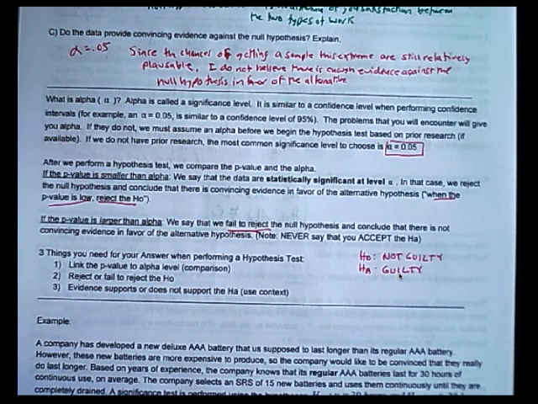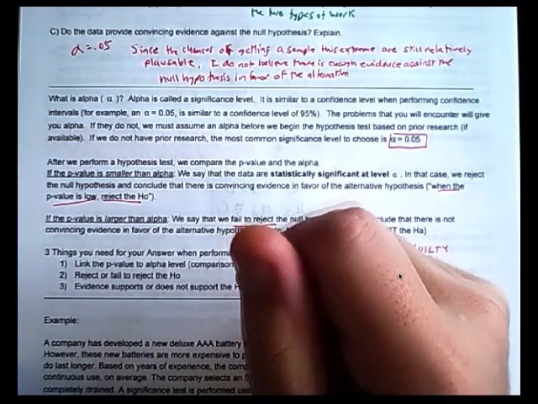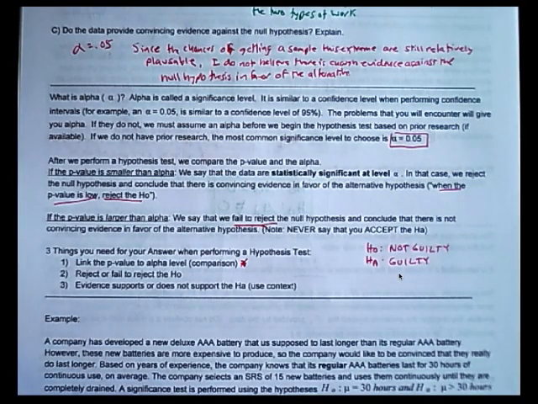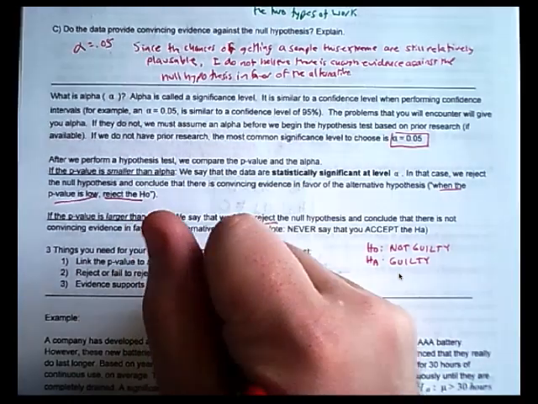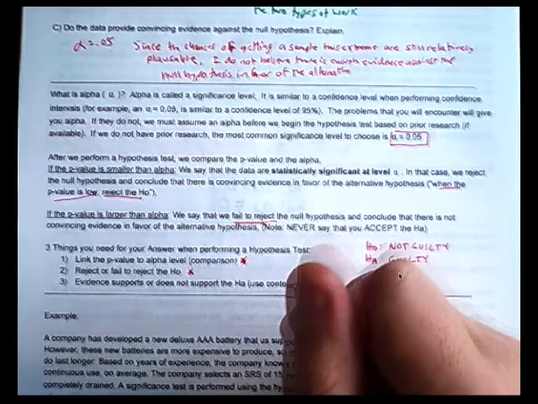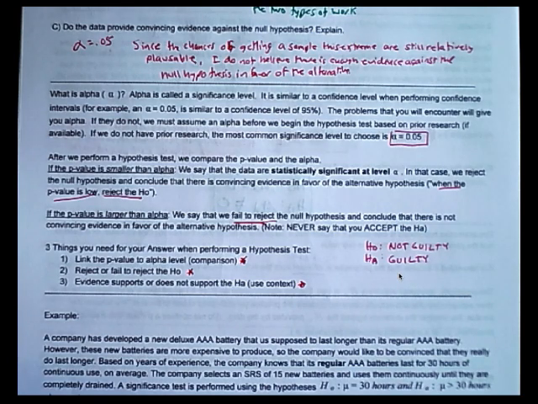There are three things you need for your answer when performing a hypothesis test. This is to get full points on the AP exam. You always have to link your p-value that you get from your calculations to the alpha that you predetermine. You have to say whether you reject or fail to reject the null hypothesis. And you have to state in context that evidence either supports or does not support the alternative hypothesis.